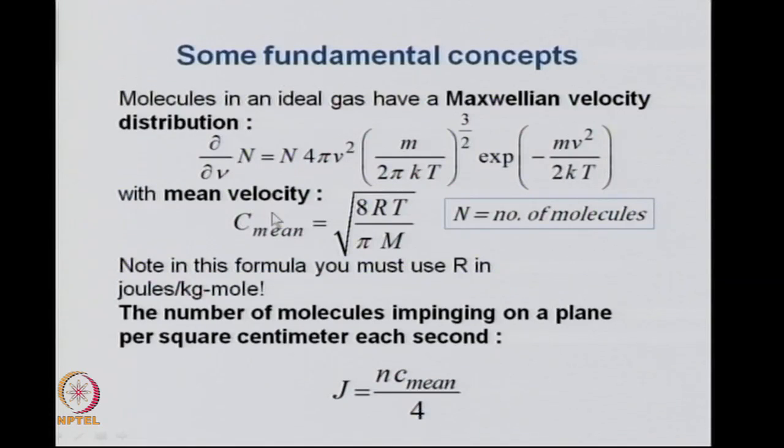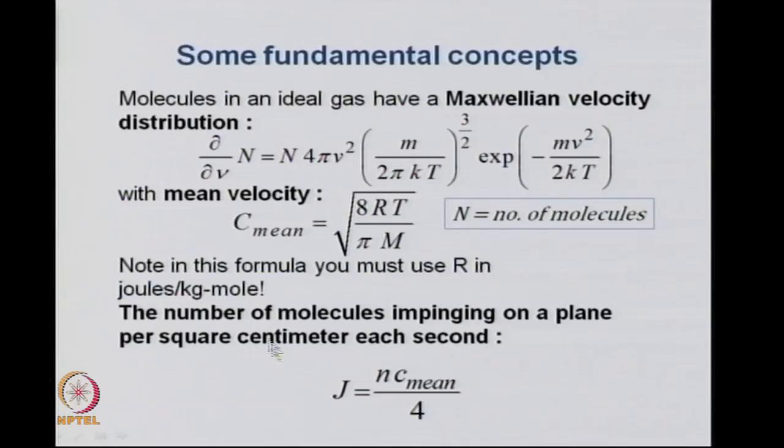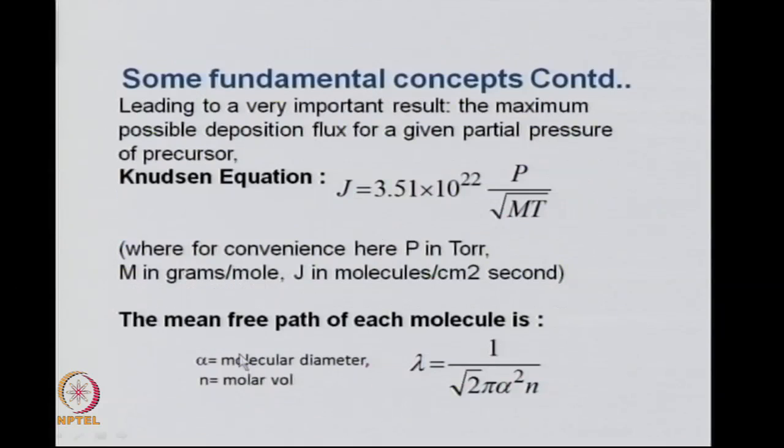And from there we can calculate the mean velocity of these molecules, which is given by C mean, the square root of 8RT by pi m. And for this, R must be in joules per kilogram per mole. Now, from this we can calculate the number of molecules which are falling on a plane of, say, 1 square centimeter in 1 second. That can be calculated as J, the number of molecules impinging on a plane per square centimeter per second, given by n C mean by 4, where small n is the molar volume and C mean is the mean velocity. Dividing by 4 will give you the number of molecules falling on a plane per square centimeter per second.